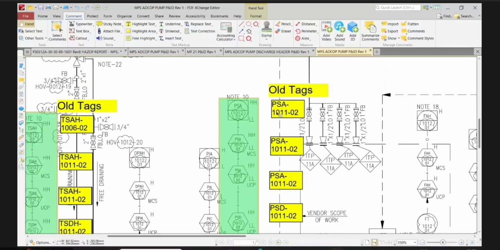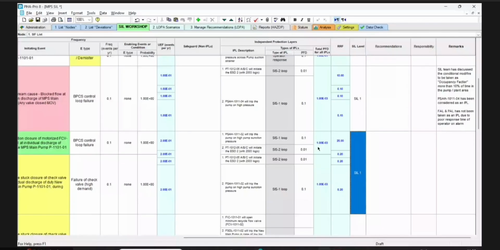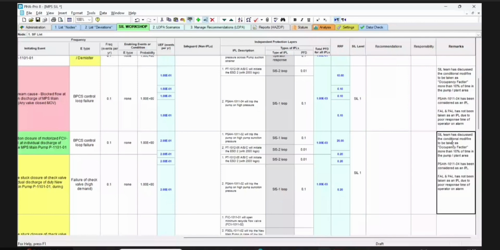Which one are you referring to here? This one. We are taking the same tag number of the old tag, not the new tag. Okay, and I will put the same thing here because it is the same configuration. PAH has been considered as 02, and FL not considered. Correct. Very good, guys. So we are SIL 1, with 20 RRF and with 10 RRF.